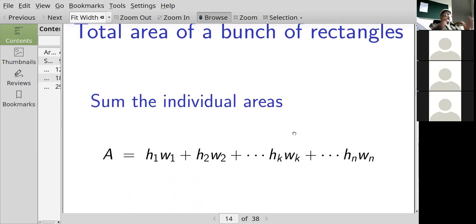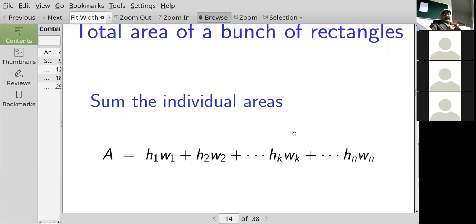And what if I have a whole bunch of rectangles? I lay them down side by side, and the first rectangle has height h1 and width w1. The next one has dimensions h2 and w2. The kth one has height hk and width wk, and so on. How would you find the area enclosed by all of those rectangles? By multiplying the heights and their widths, and adding. That's right. So h1w1 plus h2w2 up to hkwk and so on all the way up to hnwn.